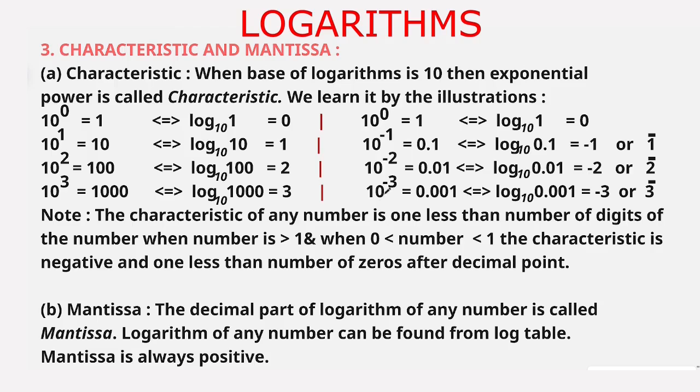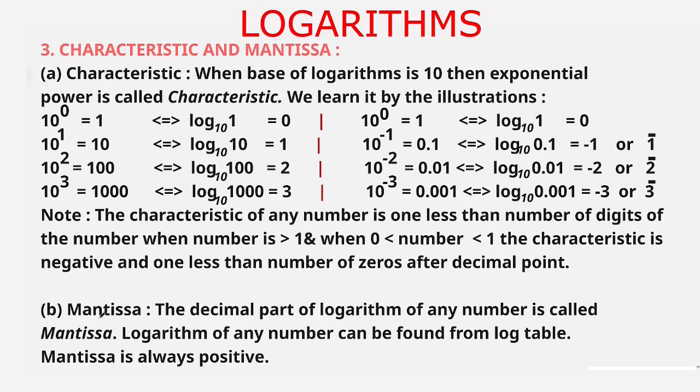In 10 to the power minus 3, this is 0.001. Here between the decimal point and the digit there are 2 zeros. Therefore the characteristic will be 1 less than 2 zeros, which is minus 3. It is always negative, and 1 less than the number of zeros after the decimal point. So it is minus 3. I hope you have understood this important point.